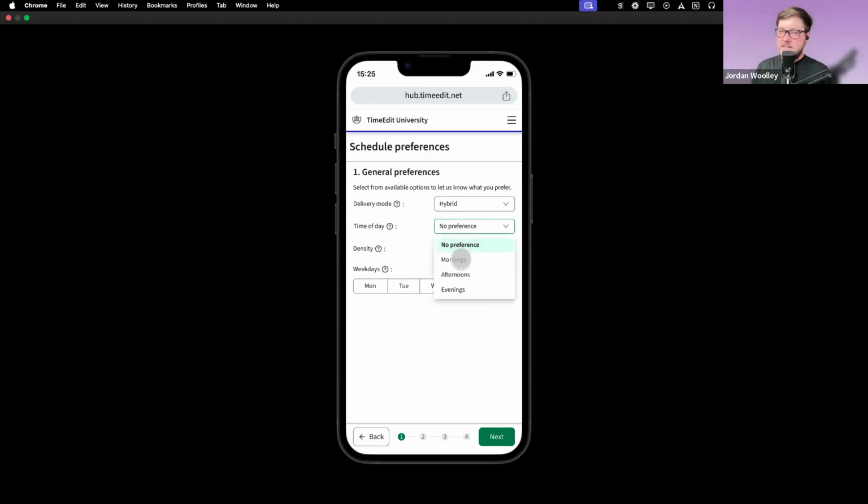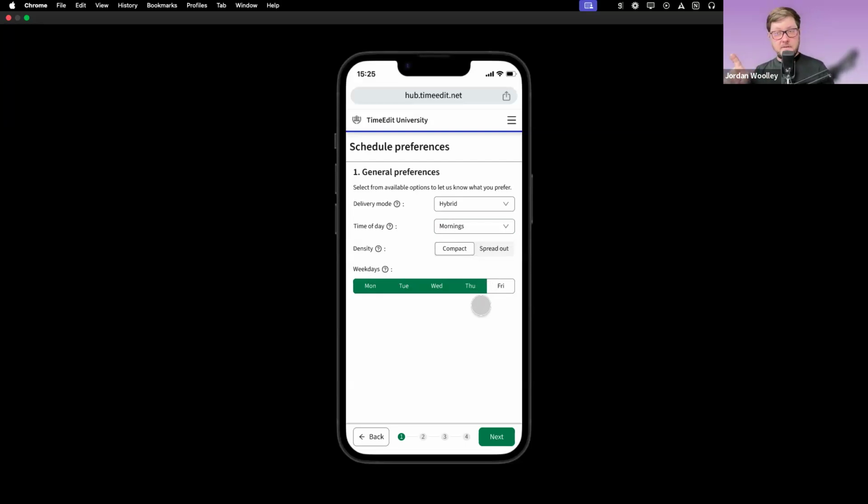Time of day, I'm definitely a morning person. Definitely a morning person. I'd like my schedule to be compact. And I have a preference on the weekdays. I'd prefer not to have Fridays. I do things on Fridays. That's where I live my life. So I prefer to have these high-level preferences.